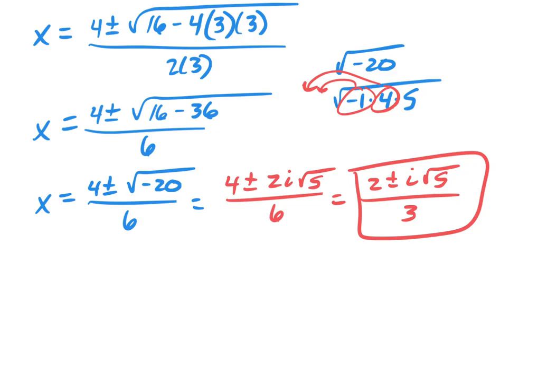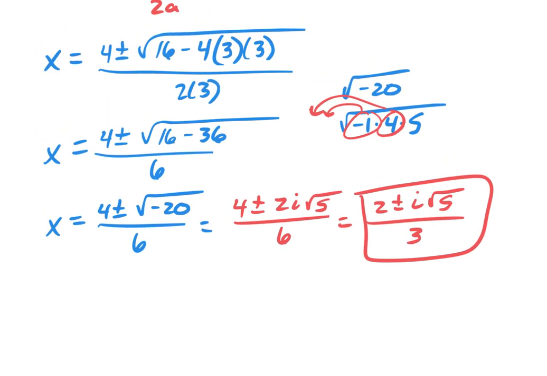Okay, so we will get i's sometimes. Sometimes we'll get decimals for our answer when we do the quadratic formula. It just kind of depends on what type of problem you have and what you got.